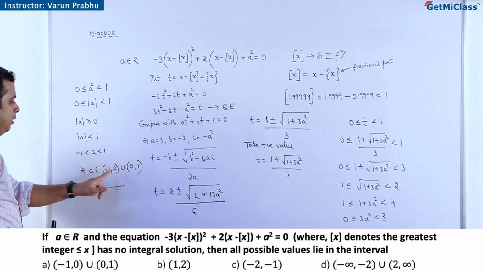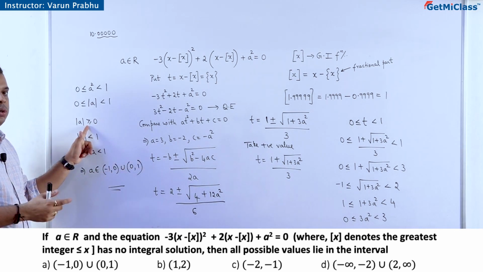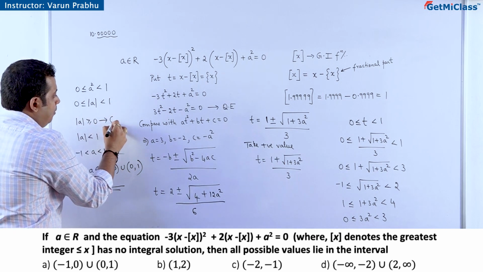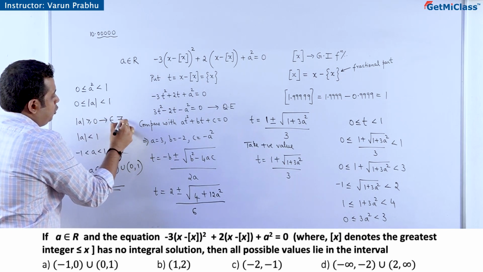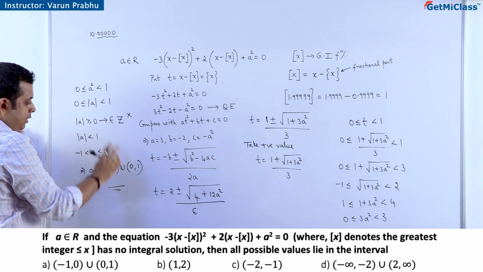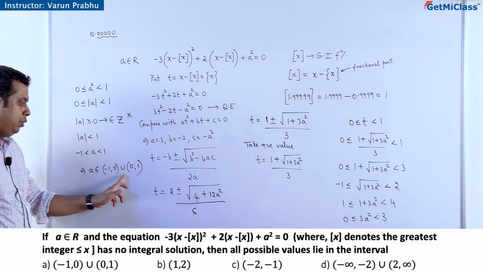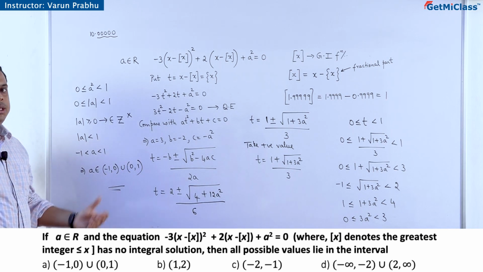Yes or no? Why? Because a cannot take the value 0. 0 is an integer. This 0 belongs to the set of integers, right? This cannot be taken. So what you have to do? Minus 1 to 0, union 0 to 1. This will be the answer to the question.